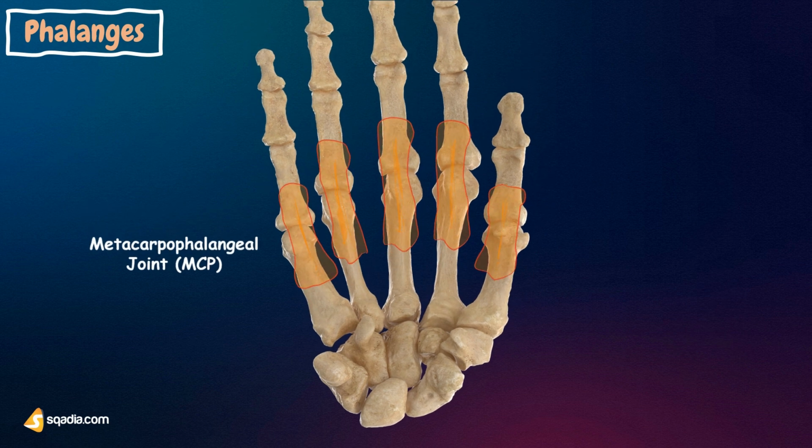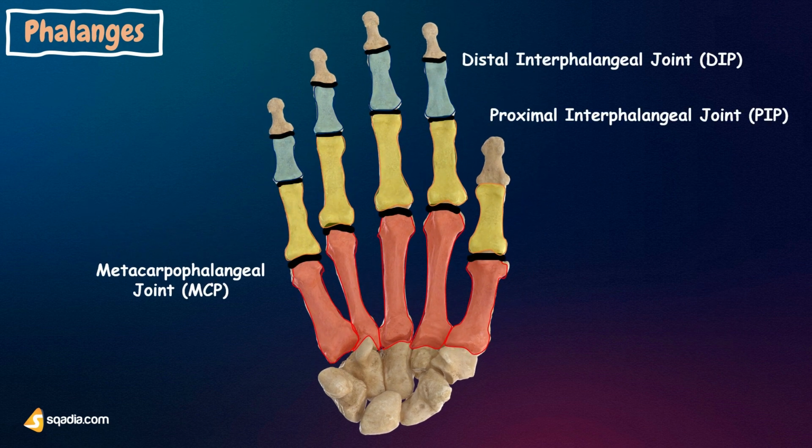The 2 interphalangeal joints are the proximal interphalangeal joint, a hinge type of synovial joint. It connects the proximal and middle phalanx. Head of proximal phalanx articulates with 2 articular facets on base of middle phalanx, forming PIP joint. Distal interphalangeal joint, also a hinge variety of synovial joint. It connects the middle and distal phalanx. Base of distal phalanx has 2 facets for articulation of the middle phalanx head.